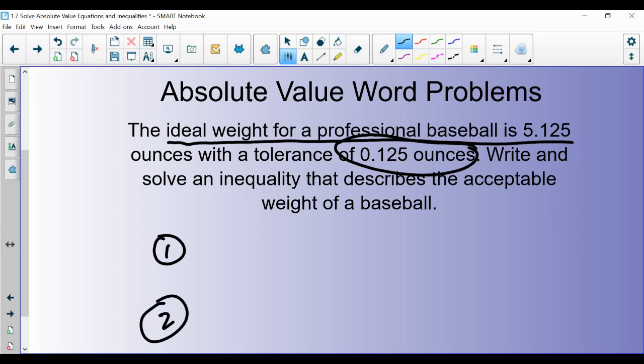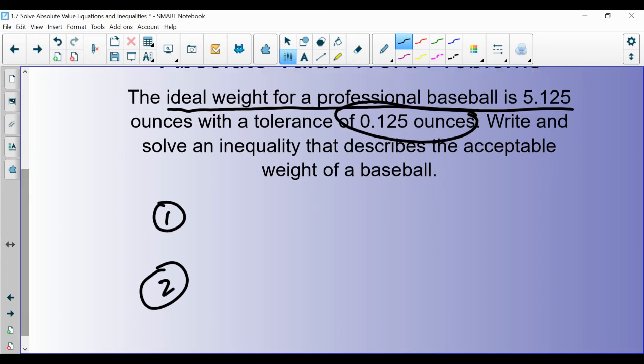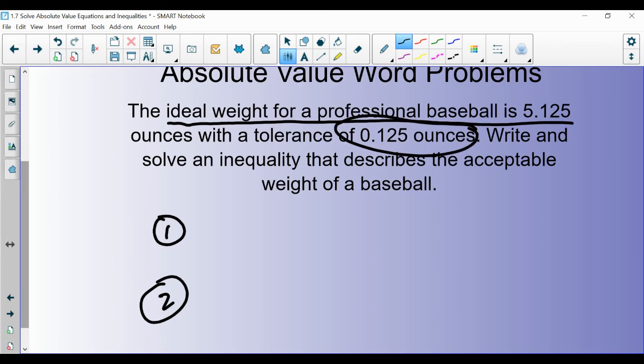So basically, a good baseball can be 0.125 ounces less than this or greater than this, and you need to do two things, right? An absolute value inequality that describes it, and then simplify the absolute value inequality and write it like an and or an or. So the way that you're going to do this is you're going to say, hey, any random baseball that you take off of the assembly line. So the absolute value of any random baseball that you take off the assembly line minus the expected value, the ideal weight or whatever is expected of it.